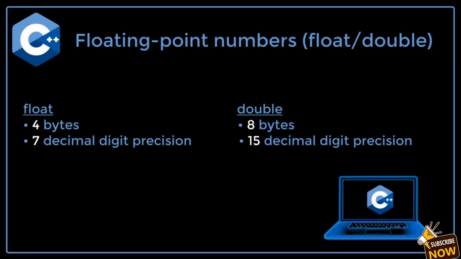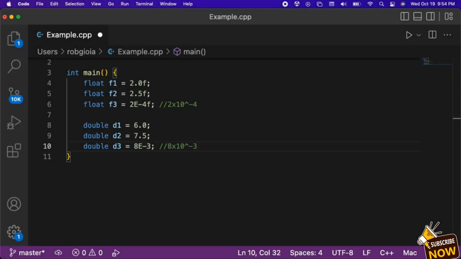Let's look at the differences between floats and doubles. Floats and doubles are very similar, and both have decimal points in the values. A float has a size of 4 bytes, and a double, as the name would imply, has a size of 8 bytes. A float has a precision of 7 decimal places, and a double has a precision of 15 decimal places.